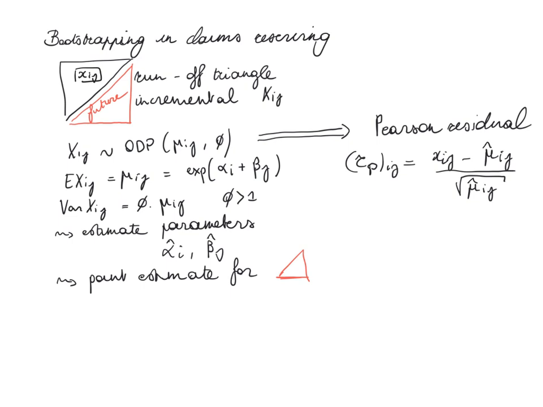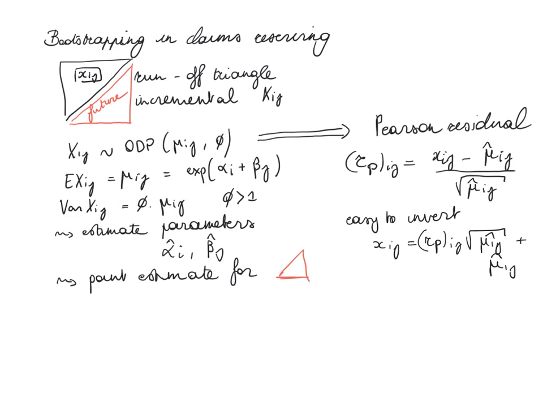Now, one thing to keep in mind with these Pearson residuals is that they are easy to invert. We're going to rely on this idea when setting up the bootstrap, which means that if I give you the residual, and if I give you the mu estimate, then you can quite easily give me the corresponding incremental claim, the corresponding x. That's the idea.